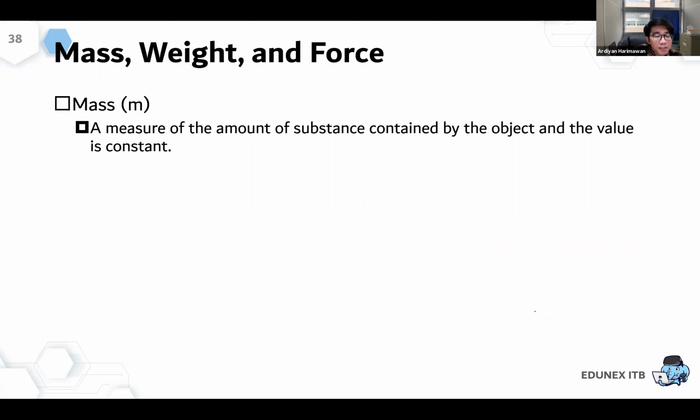Okay. The other properties, I think it's still a refresher for you. We have mass. Mass is the measure of the amount of substance. What is the unit of mass? Kilogram. Yes, the SI unit will be kilogram.